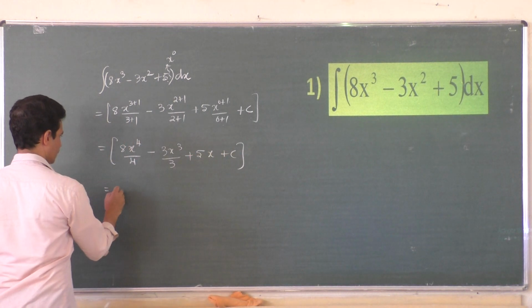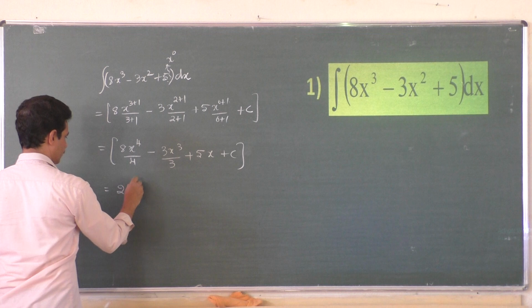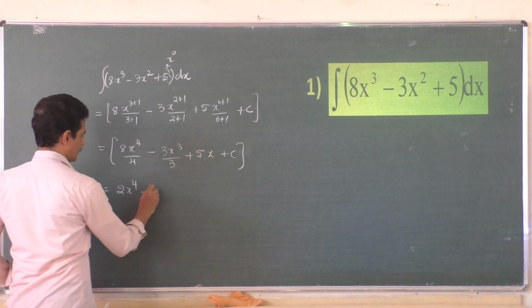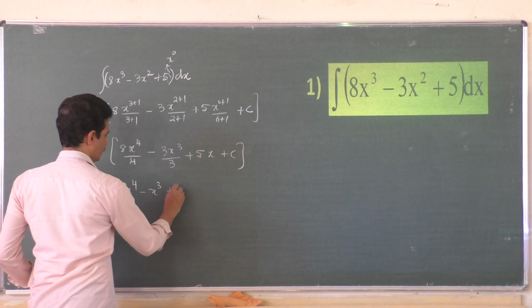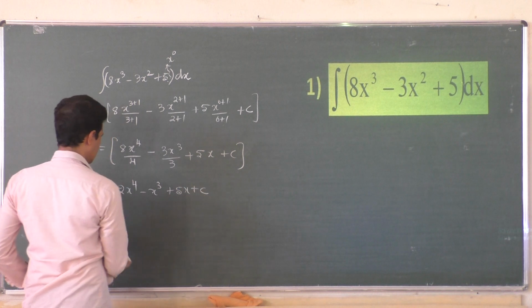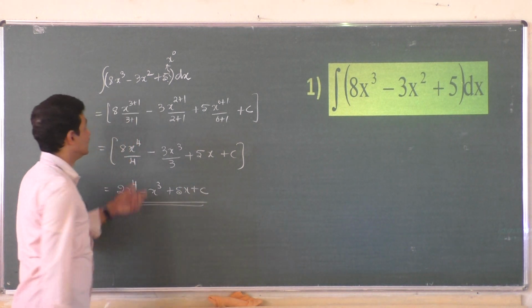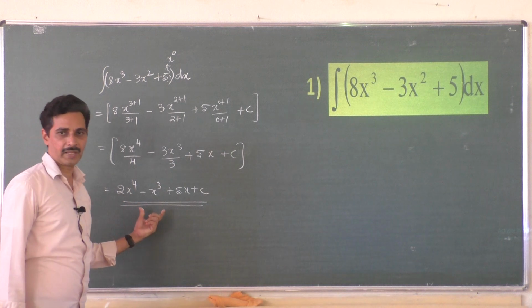So what is the answer? 2x to the power 4 minus x cube plus 5x plus c. This is the answer. Integration of this term is this one. You will get back this.